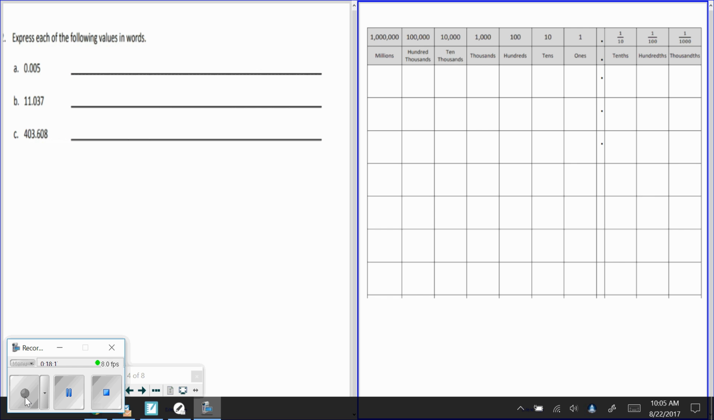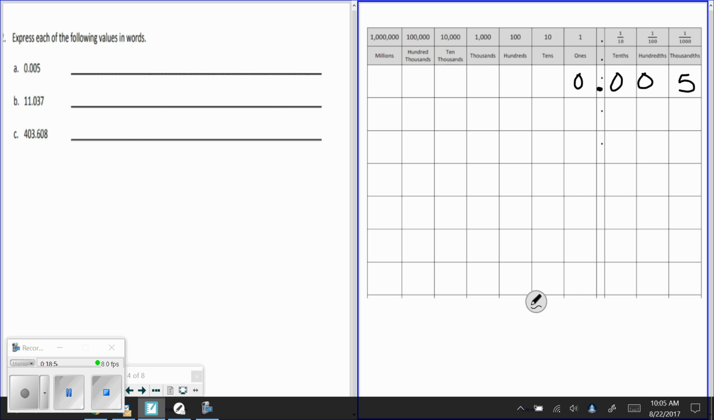Before, we went from words or fraction form into standard form. Now we're going to have to go from standard into words. So what I do is I use the place value chart again, and I just write it exactly how it is here onto the place value chart. I'll copy it where I've got the 0, the decimal, the 0, 0, and the 5.